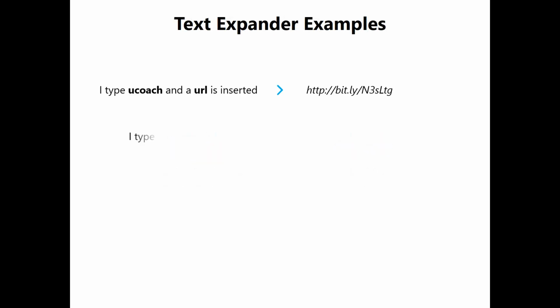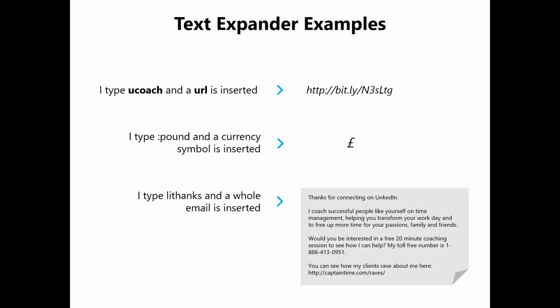So here's a few examples. If I want to send someone to my coaching program, I would type ucoach, and it would automatically send them to that coaching program. I can type in a series of keystrokes. In my case, I use £, and it will put the currency symbol in it. I do the same thing for euro because a lot of my clients are around the world, so I'm regularly doing proposals and invoices in other currencies. And I can never remember the keyboard shortcuts for these.